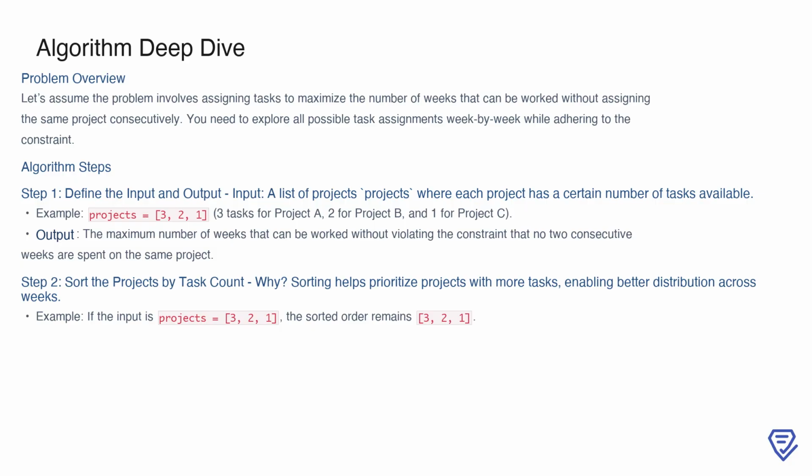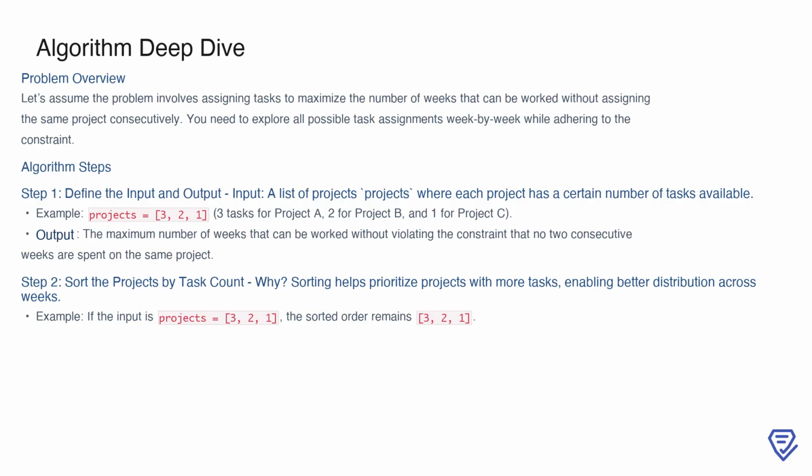The challenge is to distribute these tasks across weeks, respecting the constraint that the same project cannot be worked on in 2 consecutive weeks. Now, to approach this problem systematically, the first step is to define the input and output clearly. The input is the list of available tasks for each project, and the output is the maximum number of weeks worked while satisfying the constraint.